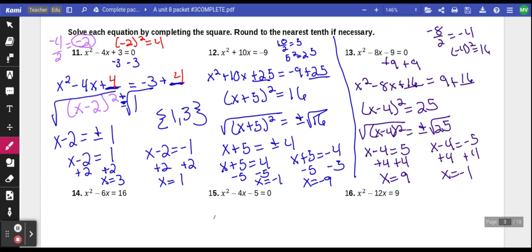13, I started by adding 9 to both sides. So that gave me x squared minus 8x plus what equals 9 plus what. I found c by doing b divided by 2. So it's not negative b, just b divided by 2. So it's negative 8 divided by 2 equals negative 4. Squared that, I added 16. So that's (x minus 4) squared equals 25. Square root of both sides. So x minus 4 equals 5, which gives me x equals 9. x minus 4 equals negative 5, which gave me x equals negative 1.